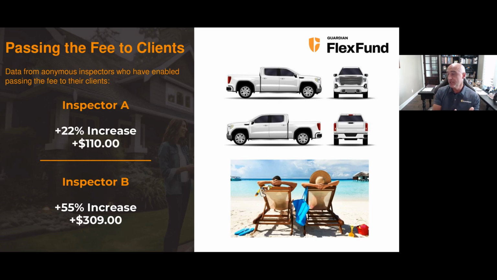But we've got some really cool statistics. So as you saw in the previous slide, the average is 38% additional revenue on transactions where they were giving it away for free. Today, we're seeing already an additional 22%. So we took the high and the low inspectors in that pool, and at least 22% increase. And for that inspector, that was $110 extra per transaction.